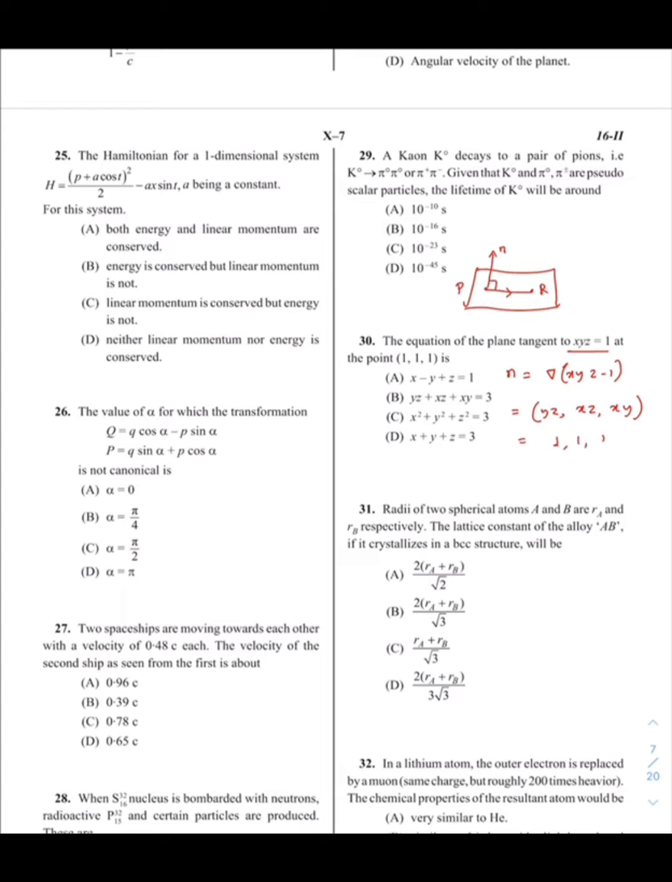Now the vector PR can be written as x minus 1, y minus 1 and z minus 1. So now we take the dot product of this vector with this to find the equation of the plane. So this would be x minus 1 plus y minus 1 plus z minus 1 is equal to 0, or x plus y plus z is equal to 3. So option D is the correct answer.